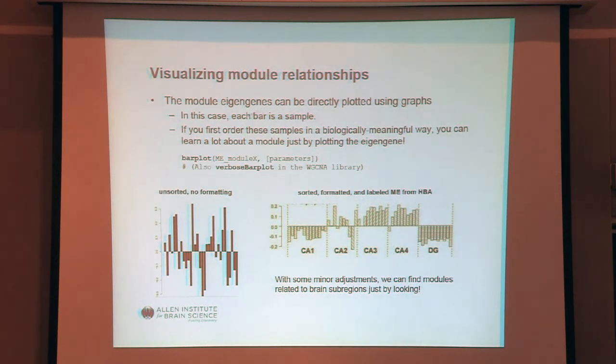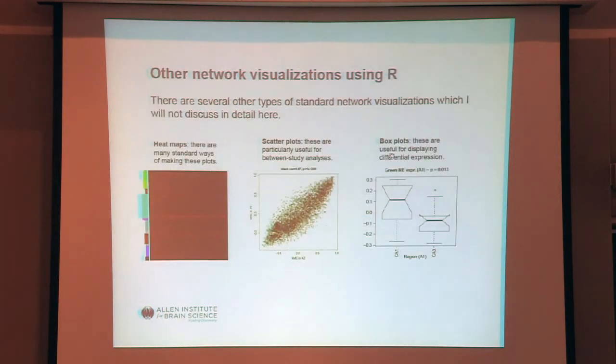And bar plot, as well as the verbose bar plot in the WGCNA library, are 2 good R functions for plotting bar plots. And there are similar functions for scatter plots and box plots as well. And there are several other visualizations that you can use in R. These are, I guess, what I would consider more of the standard ones.